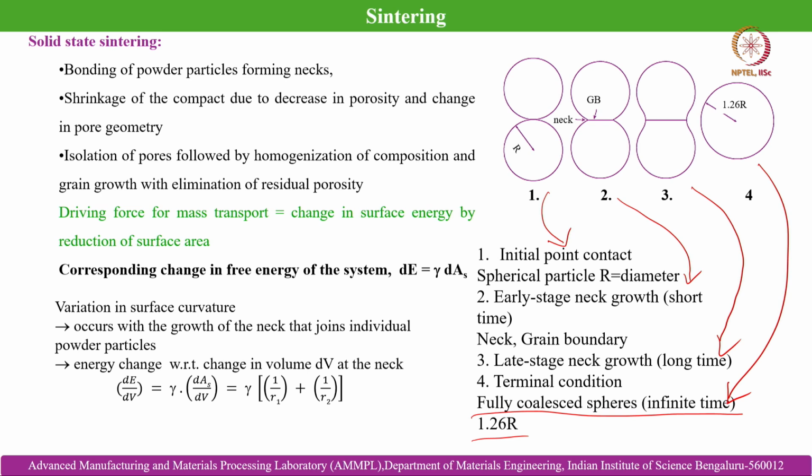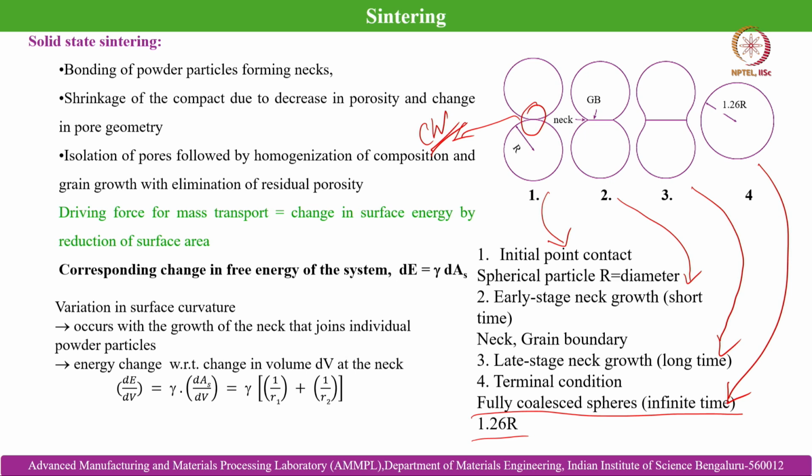In solid state sintering, bonding of powder particles is responsible for forming the neck. Please recall we talked about cold welding during the compaction stage between neighboring powder particles. These are typical examples of cold welding, which serve as the locations or regions from where neck initiation happens during sintering densification. So, shrinkage of the compact occurs due to decrease in porosity and change in pore geometry, then isolation of pores followed by homogenization of composition and grain growth with elimination of residual porosity.